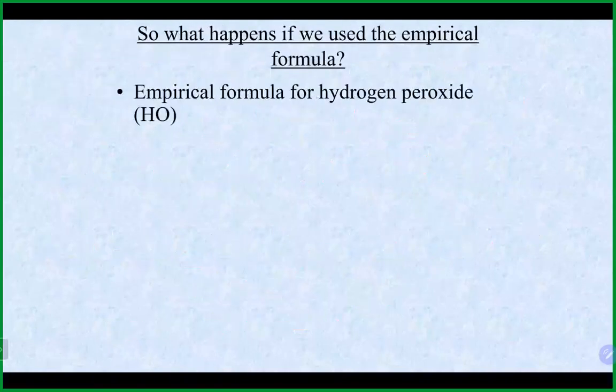All right, so let's take a look at the empirical formula for hydrogen peroxide, which is HO. So why don't you calculate the percent composition of each element in the empirical formula?